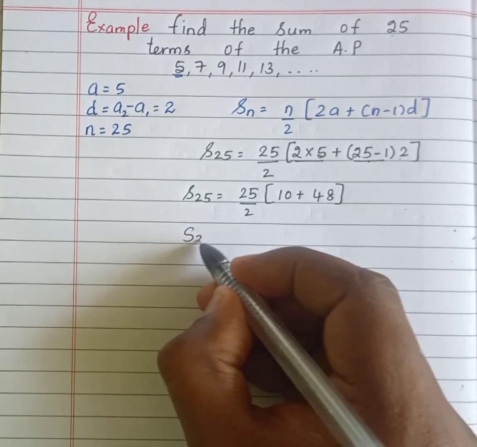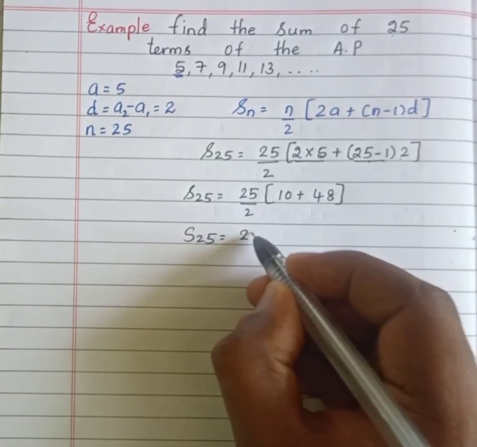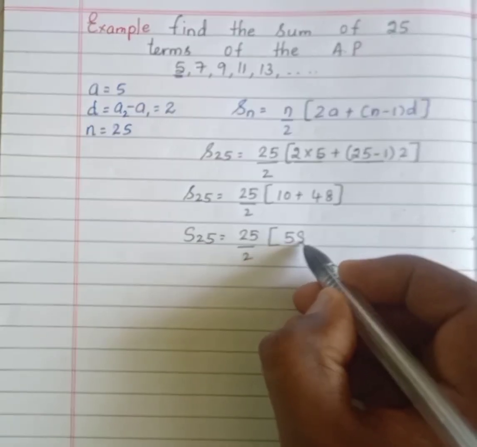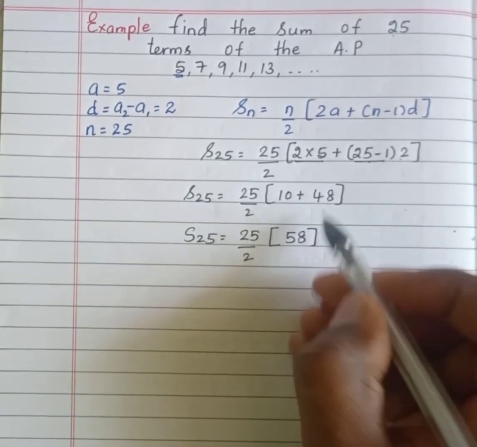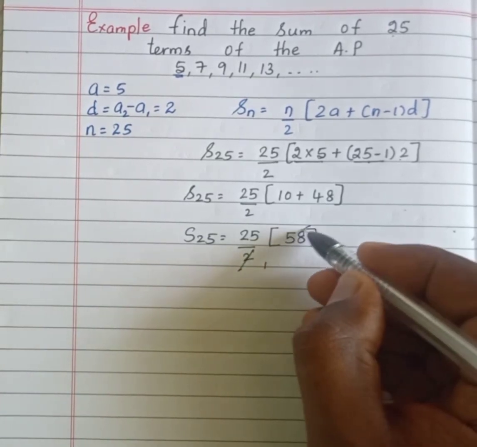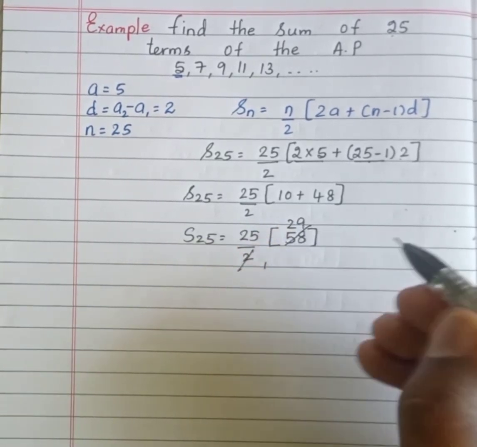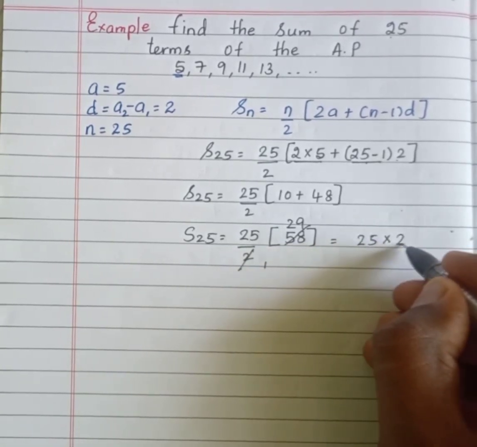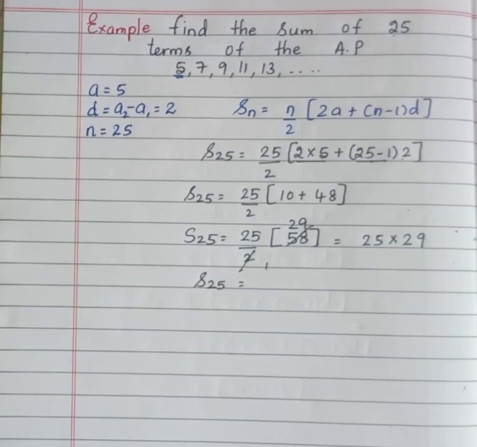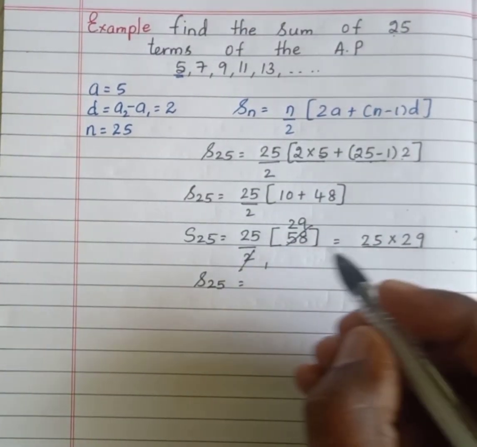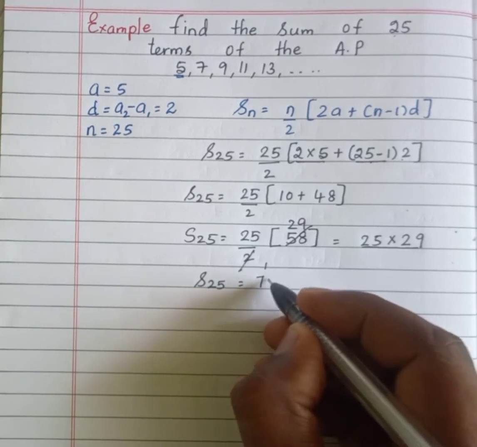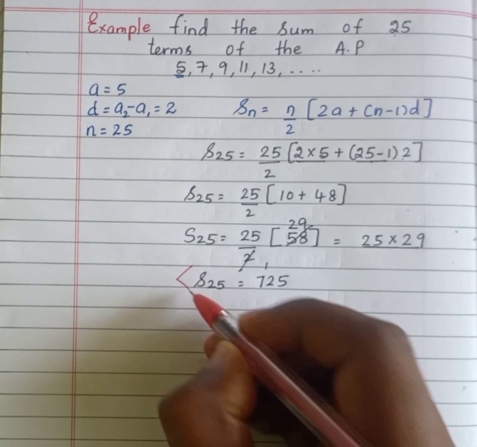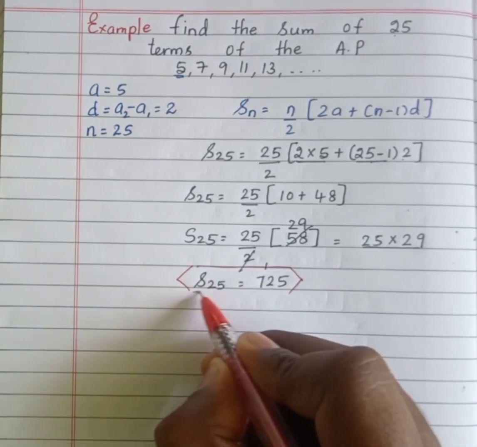Now S25 equals 25 divided by 2 into (10 plus 48). What is 10 plus 48? It is 58. Now divide 58 by 2: 2 ones are 2, 2 twos are 4, 2 nines are 18, so we get 29. Now S25 equals 25 into 29. We get 725. Therefore, the sum of the first 25 terms is 725.